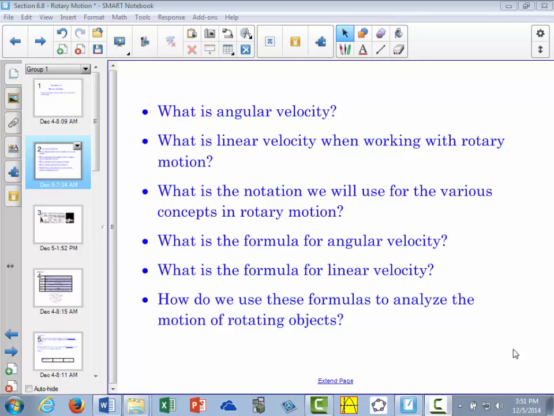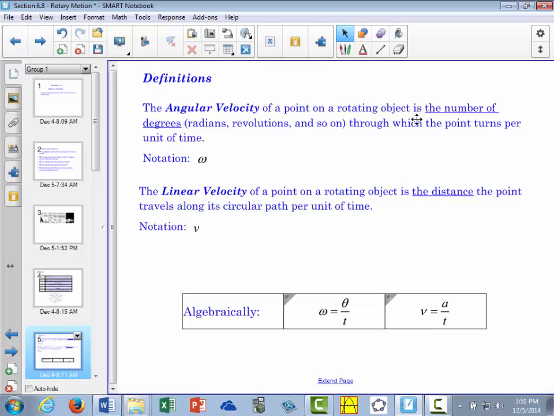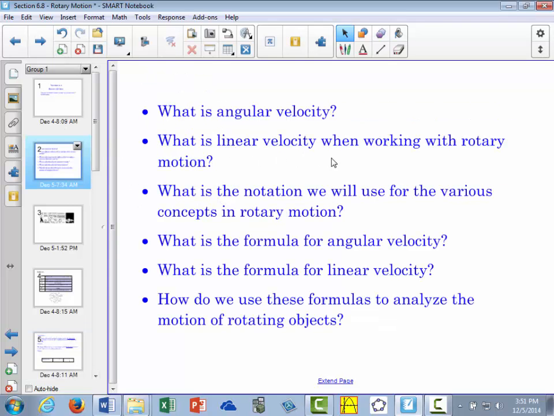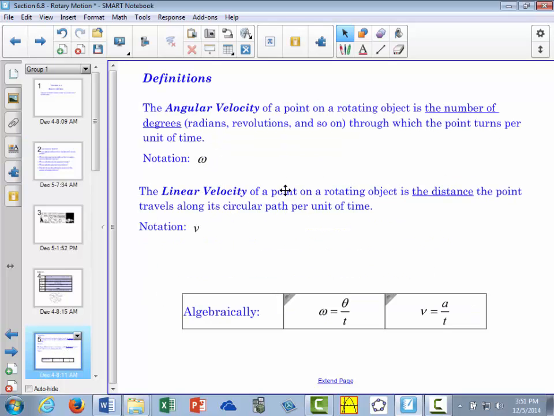All right, let's quickly recap. What is angular velocity? Well, angular velocity is the number of degrees or proportion of a circle through which the point turns per unit of time. What is linear velocity when working with rotary motion? Well, linear velocity is the distance the point travels along its circular path per unit of time.